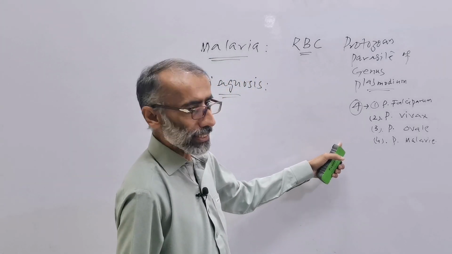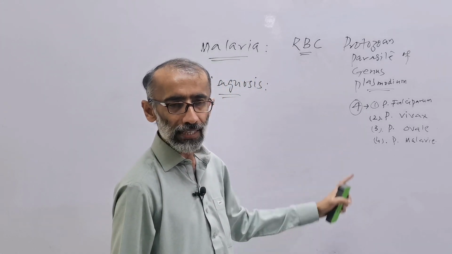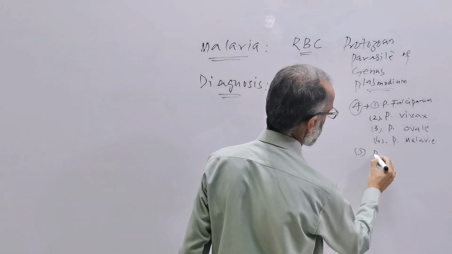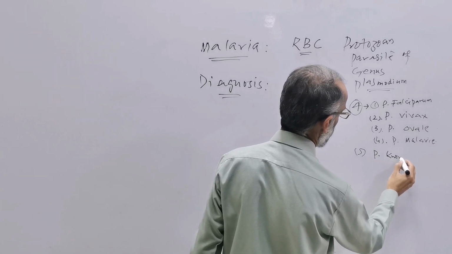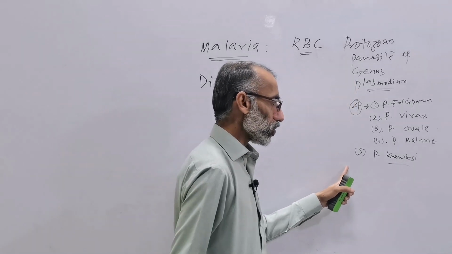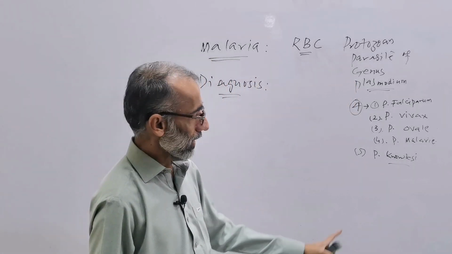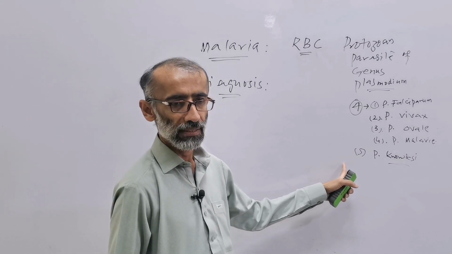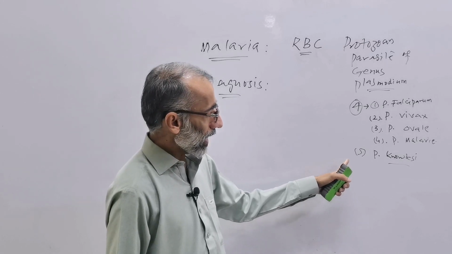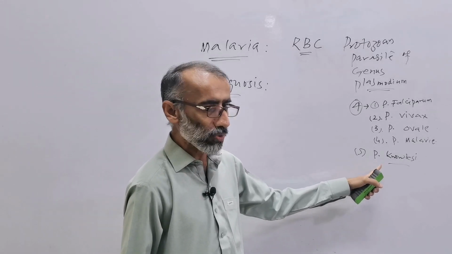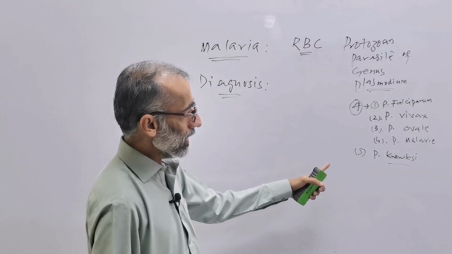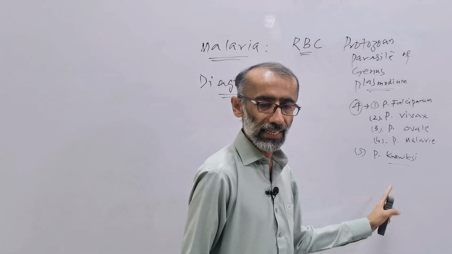There is a 5th species of Plasmodium called Plasmodium knowlesi. Plasmodium knowlesi, that is the 5th species of Plasmodium. Human infection with Plasmodium knowlesi is reported in the forest area of Southeast Asia.